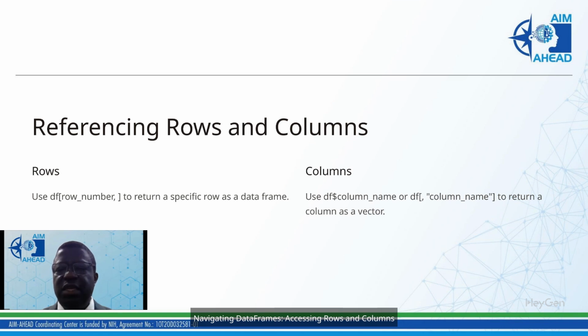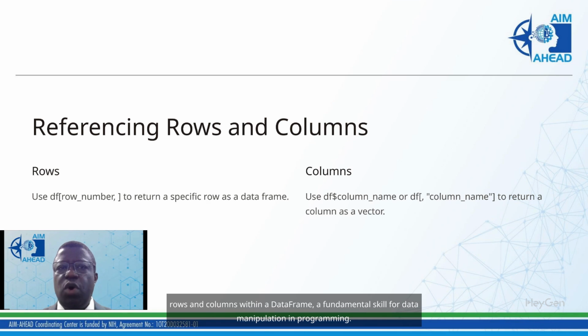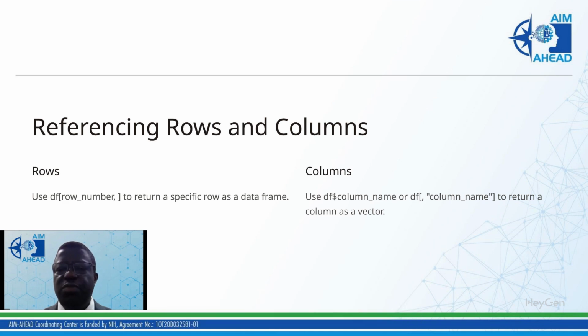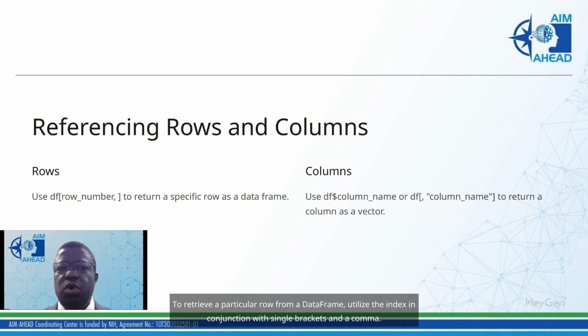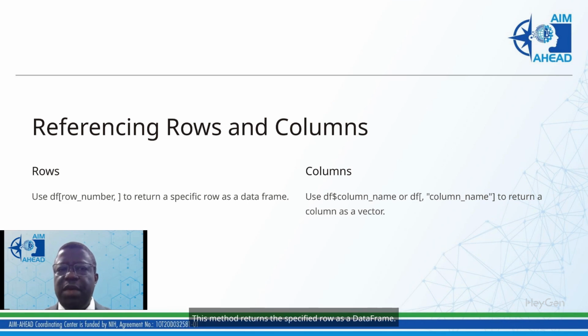Navigating data frames, accessing rows and columns. In this segment, we will explore how to efficiently access specific rows and columns within a data frame, a fundamental skill for data manipulation in programming. Accessing rows. To retrieve a particular row from a data frame, utilize the index in conjunction with single brackets and a comma. This method returns the specified row as a data frame. Example, df[row number, ]. This syntax allows for precise row extraction based on the desired index.